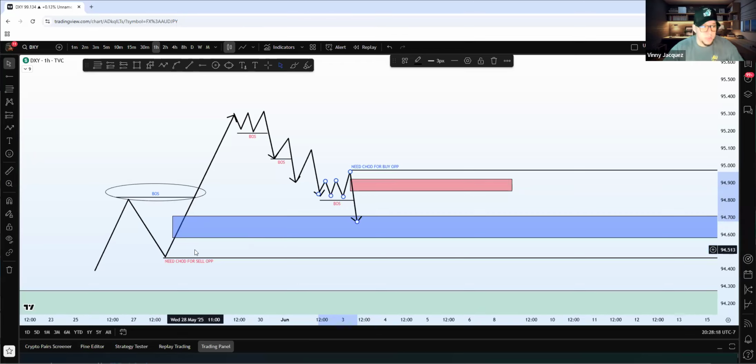Give me a 1 if you guys are with me. Give me a question mark if you guys are lost. Let's go, guys. In order for me to start looking for buys, what do I need? If you guys want to unmute, that would be great. If I want to start looking for another buy opportunity, I need to see the change of direction.